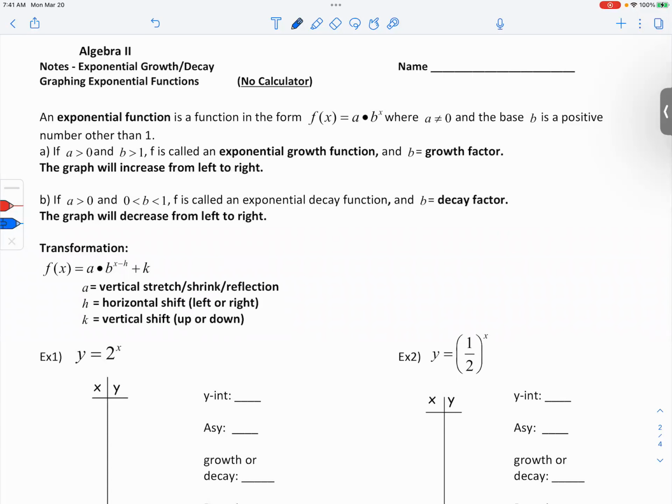Today we are going to focus on one specific aspect of exponential functions, which is the graphing part. Now, if I may have your attention, I just want you to understand something very simple, okay?